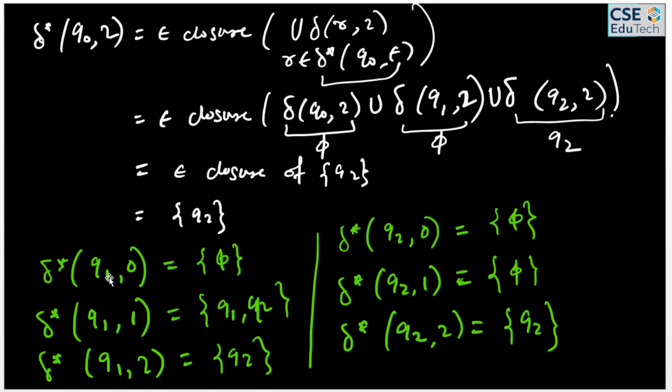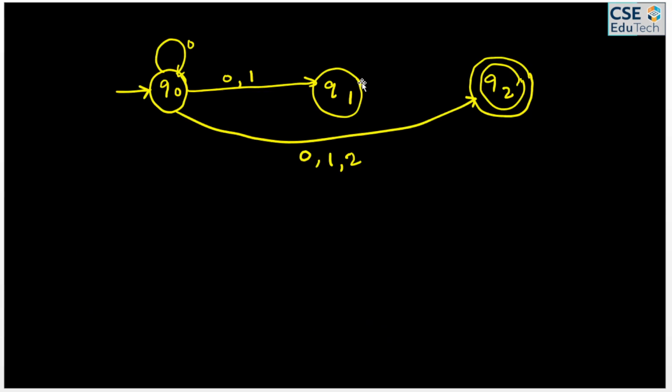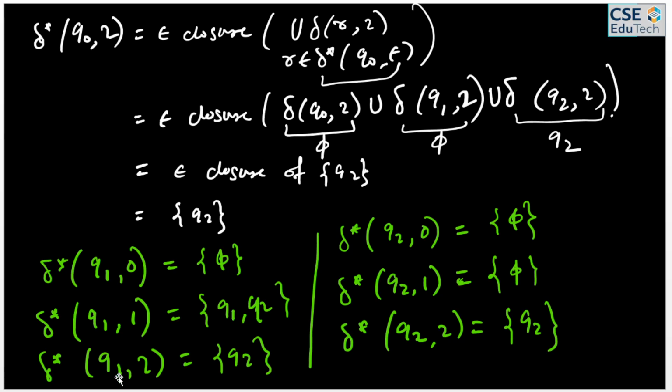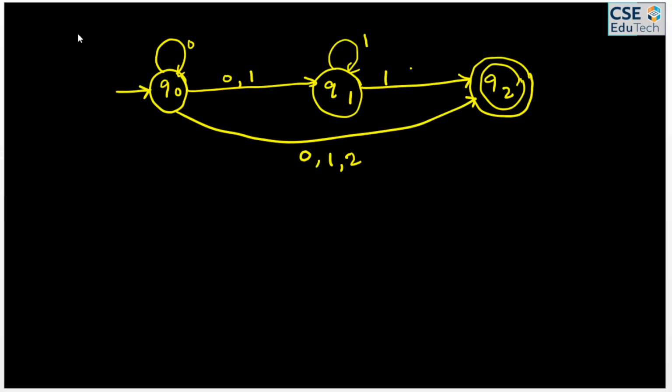Here, from Q1 state, by taking 0, no transitions. From Q1, by taking 1, you can move to Q1 as well as Q2. Right? So step 2, from Q1, by taking 2, you can move to Q2. So we can also write here the 2.